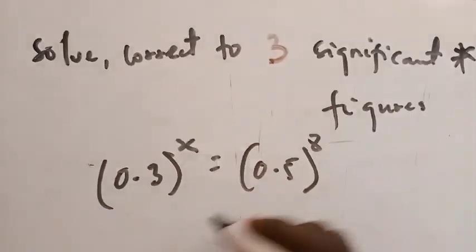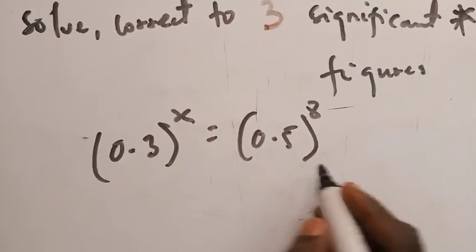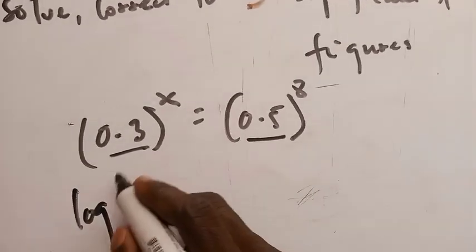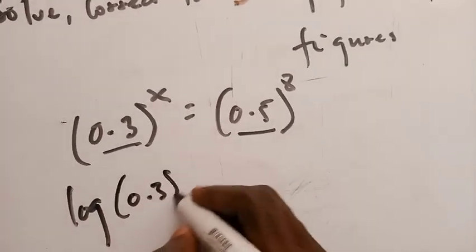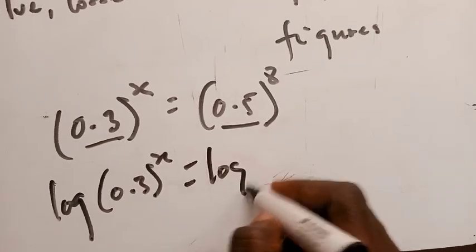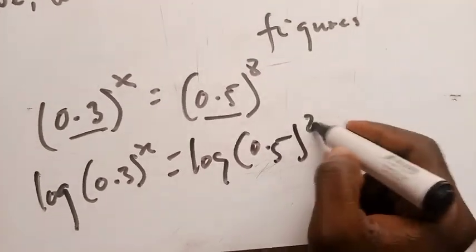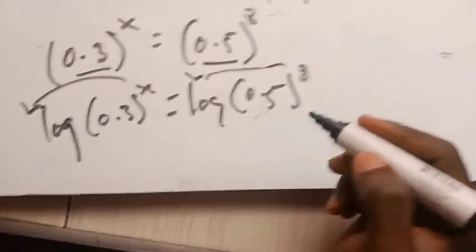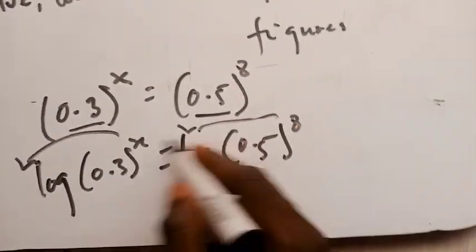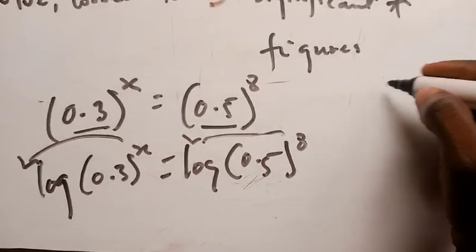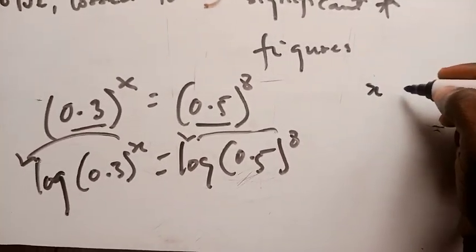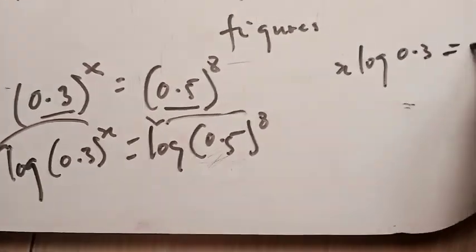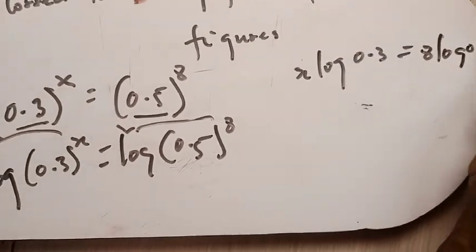Now, solve this to 3 significant figures. For sure, just like the first example, the bases here are not the same, so that is why we are taking the log of both sides of the equation, right? What are we going to do here? The x will drop, and then the 8 will also drop. If the x drops from this point, it means that we are going to have x log of 0.3 equal to 8 log of 0.5.